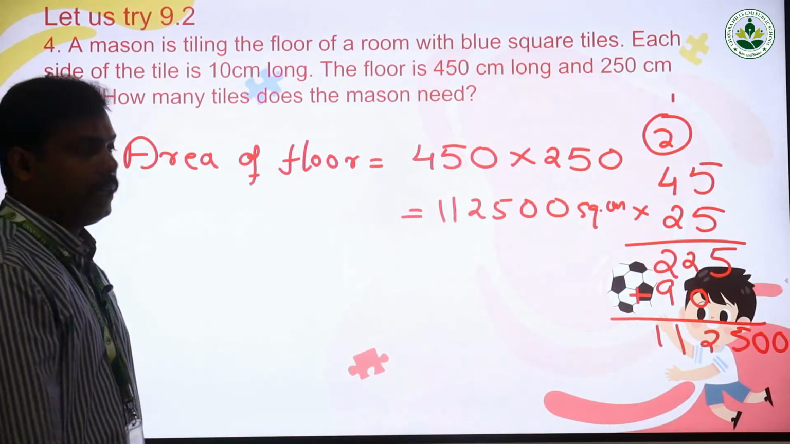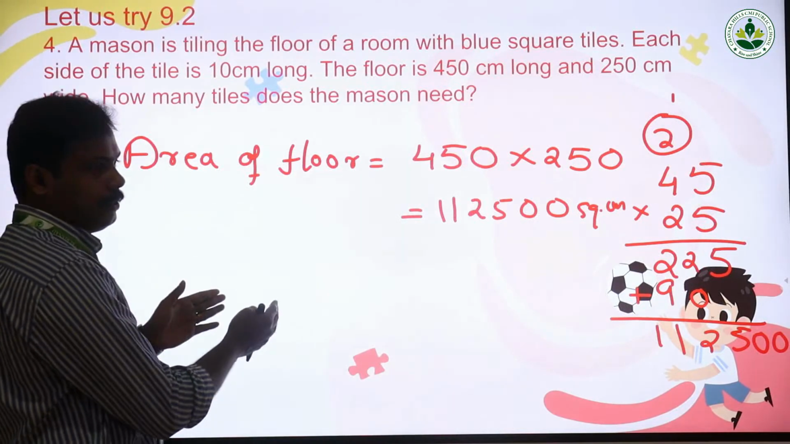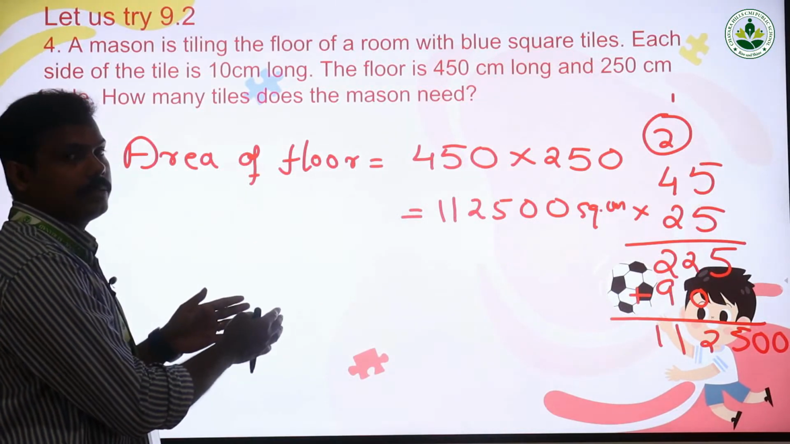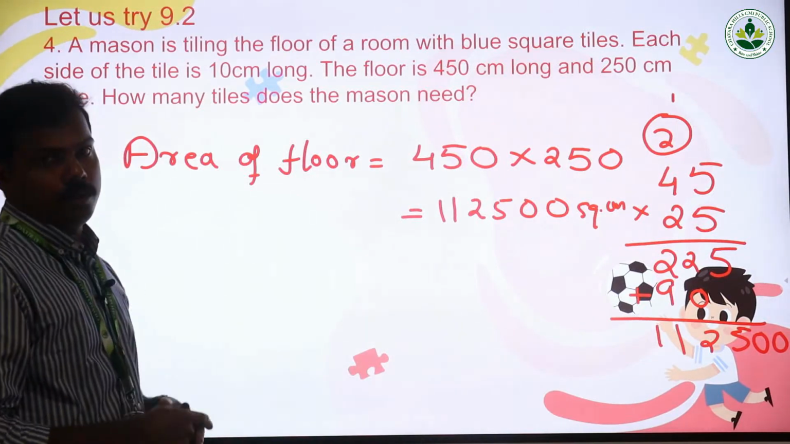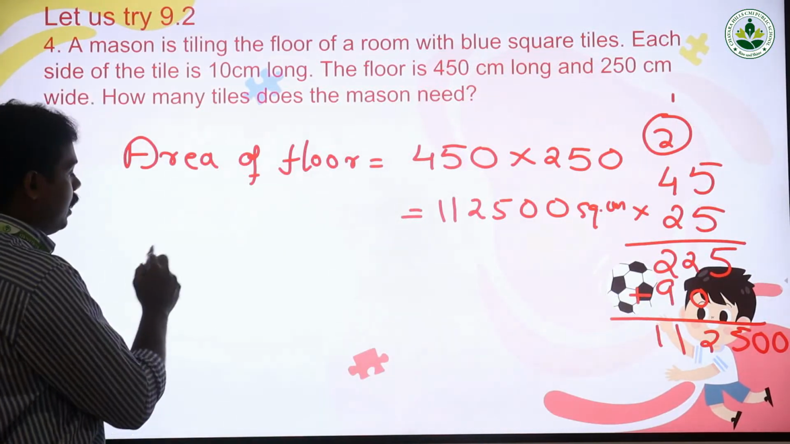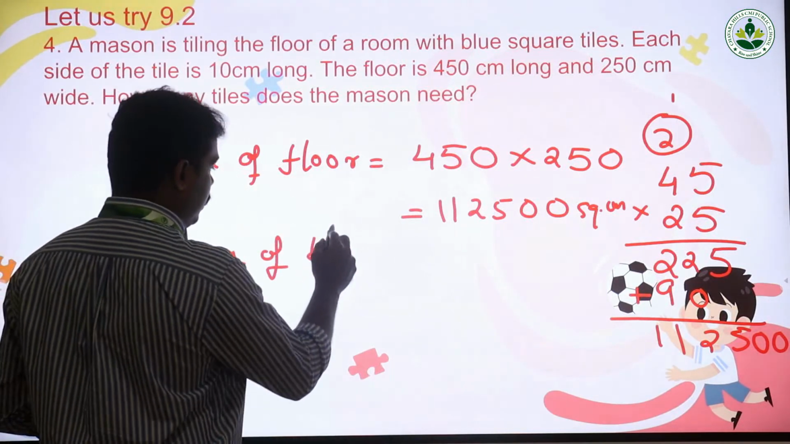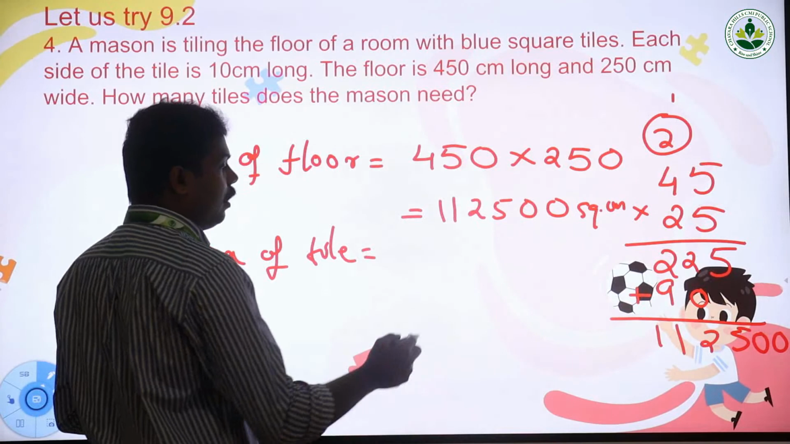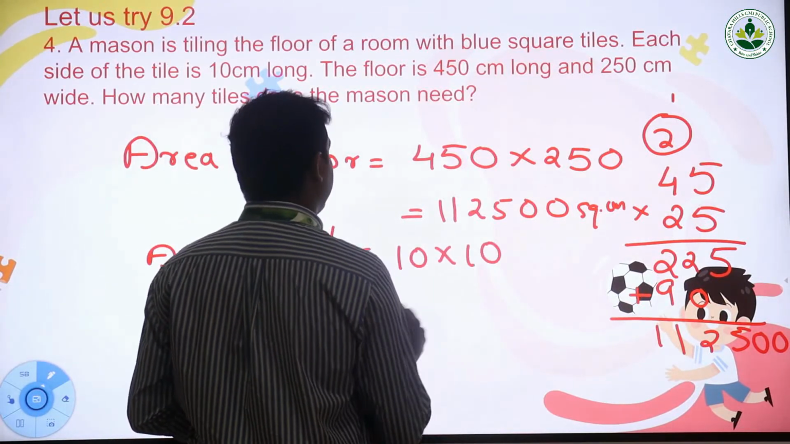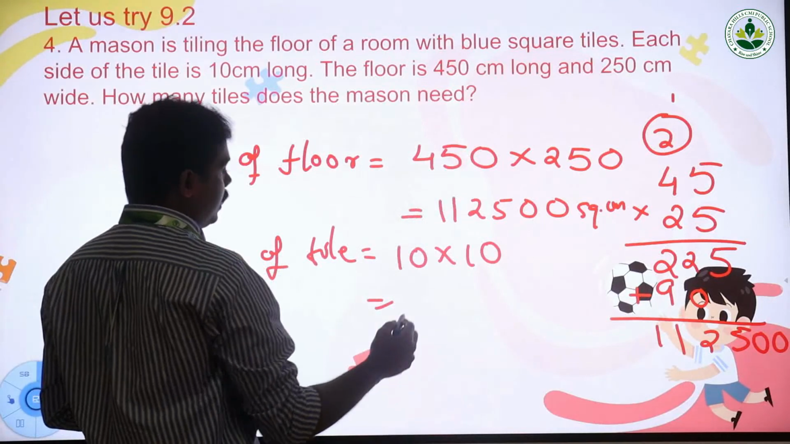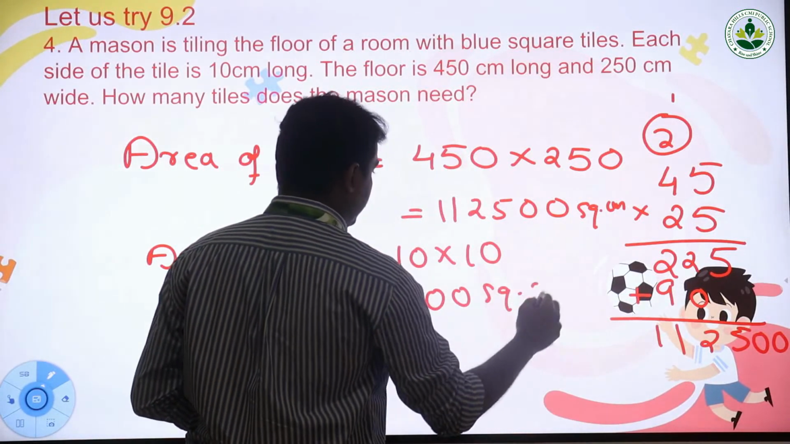Next we need to find out how many tiles are needed for tiling. We need to find out the area of that tile also, then only we can understand. Next we need to find out the area of the tile. It is square shaped, so side into side. One side is 10 centimeter, 10 into 10, it is 100 square centimeter.